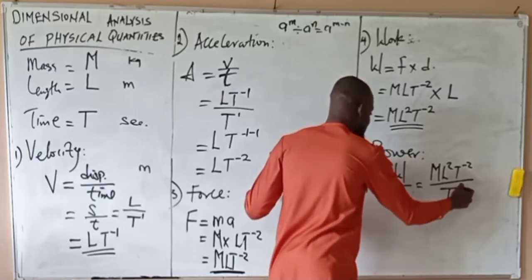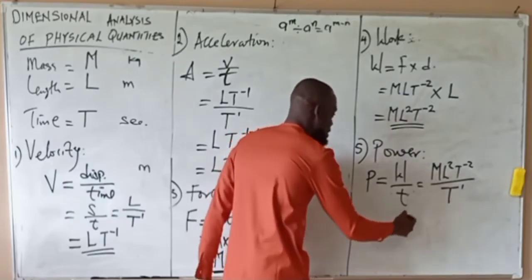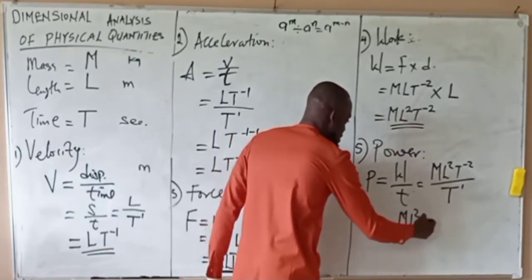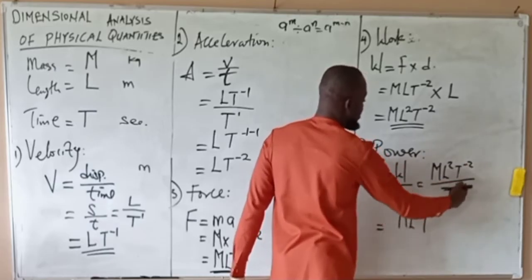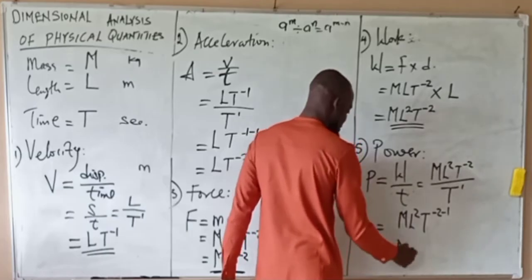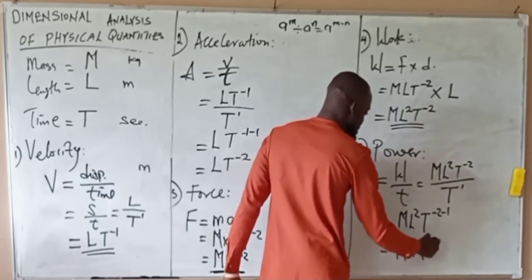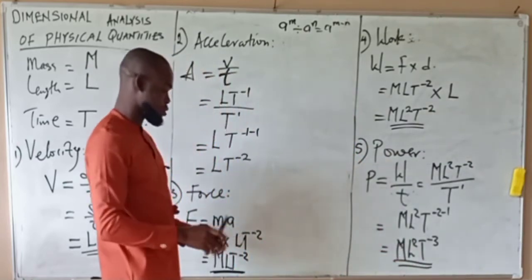That is time, T raised to power 1. So we're going to be having L squared T raised to power... Since we have T raised to power 2 divided by T raised to power 1, we pick one of the T, then subtract: 1 minus 2 is minus 1. So we're having L squared T raised to power minus 3. That's what we have. So please take note of that.